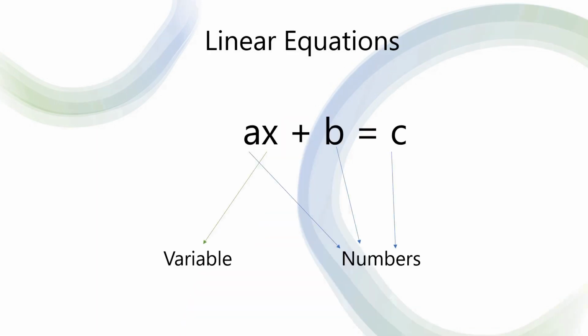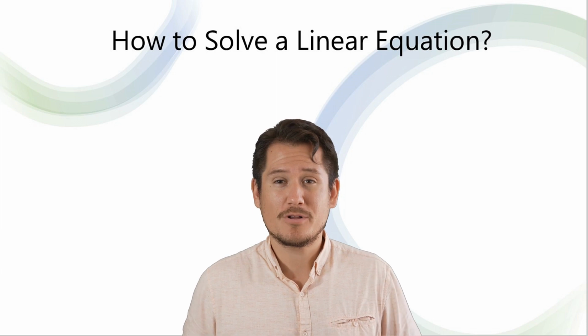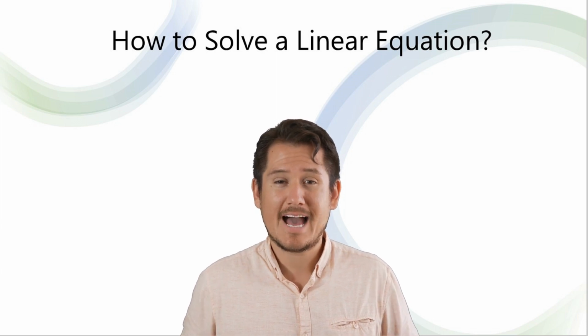A linear equation typically takes the form ax + b = c, where a, b, and c are numbers, and x is the variable we're trying to solve for. Solving a linear equation involves a series of steps that help you find the value of the variable in the equation. Here's a step-by-step guide.